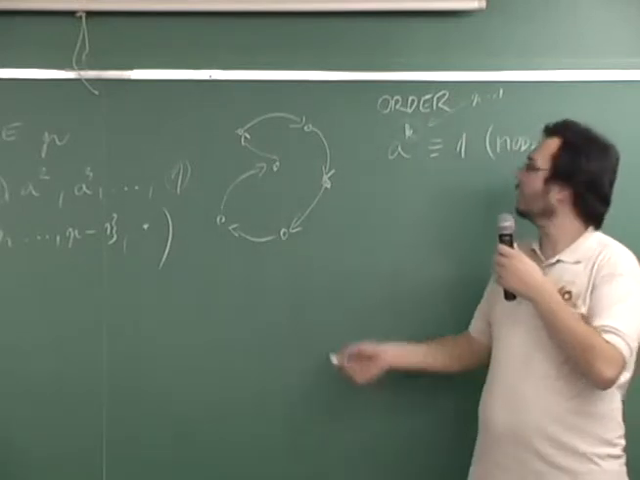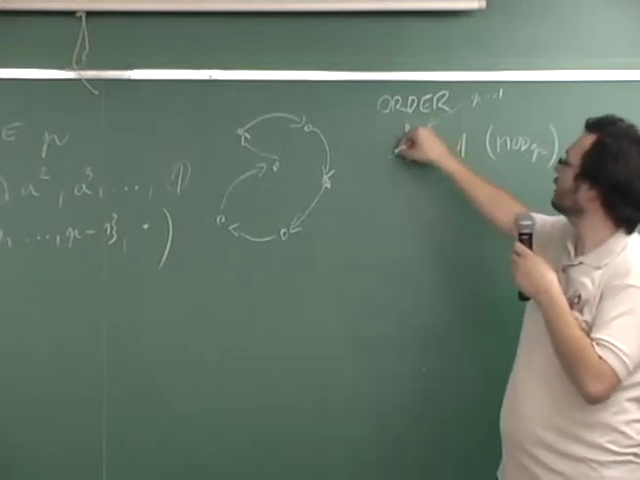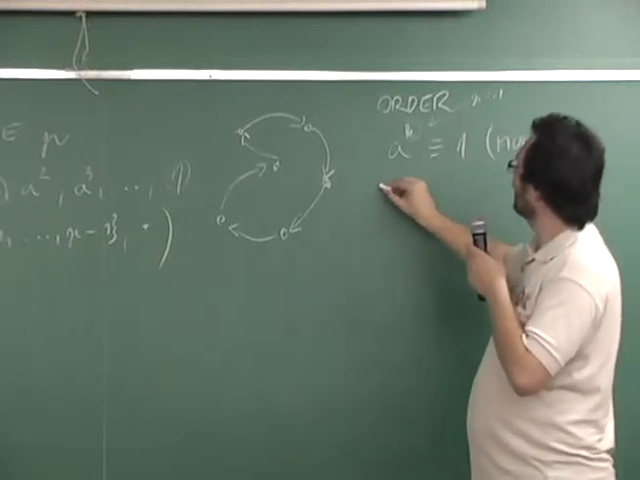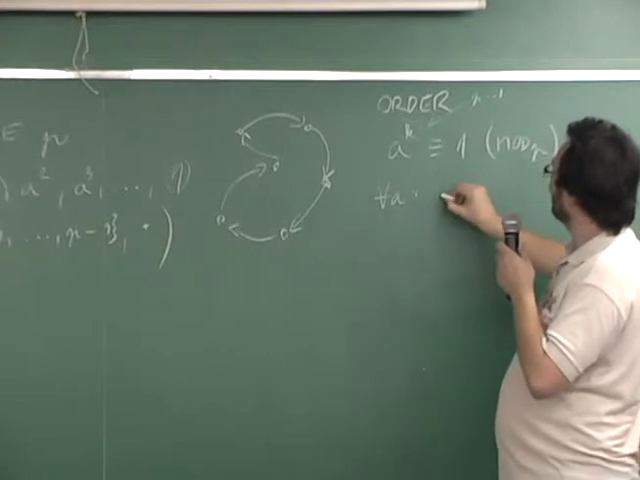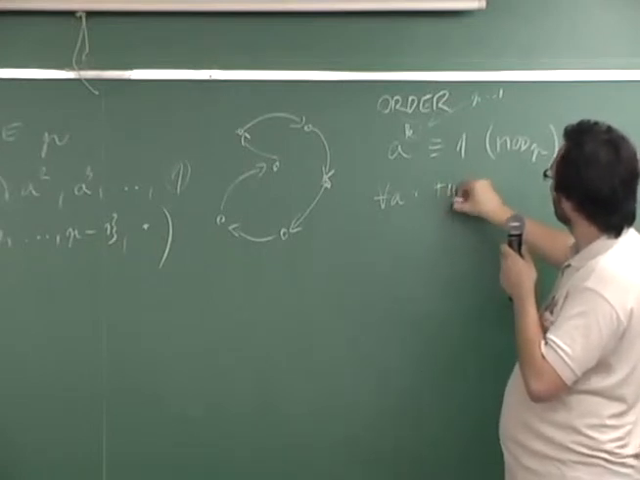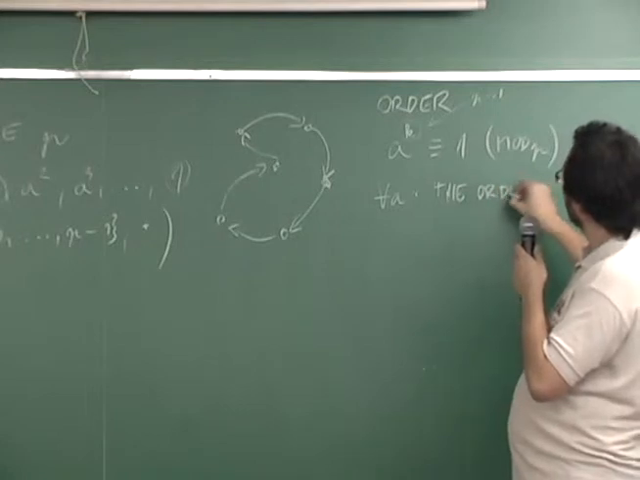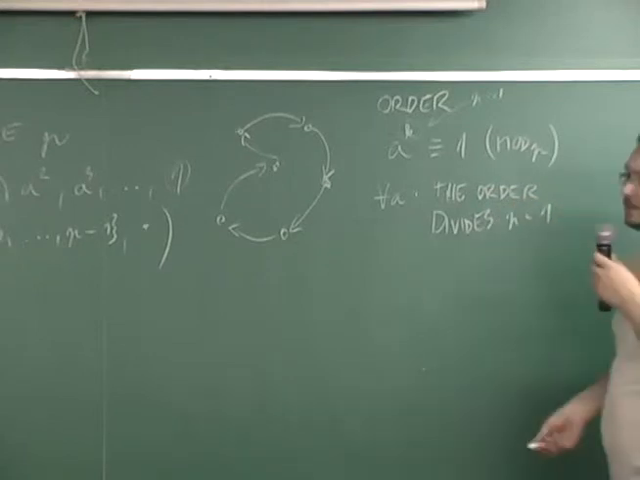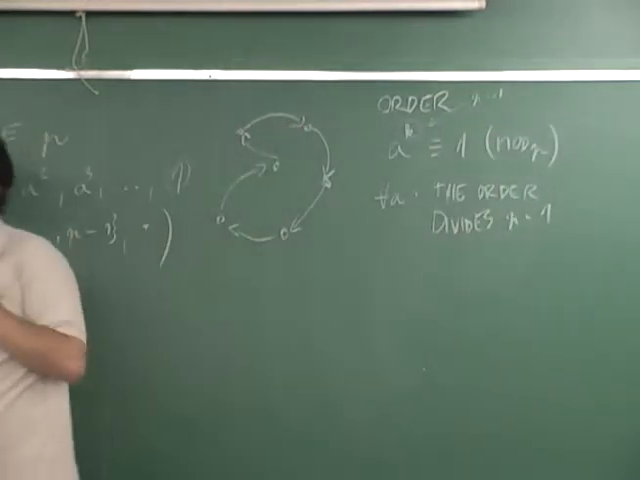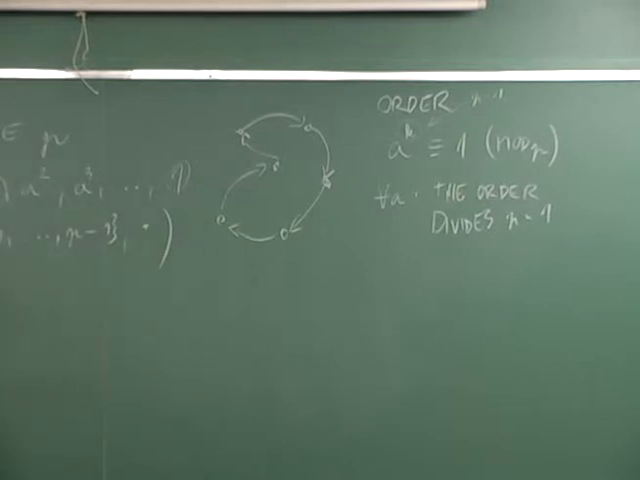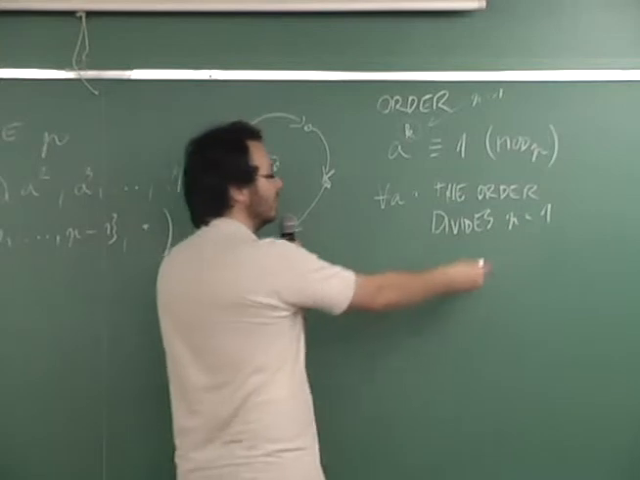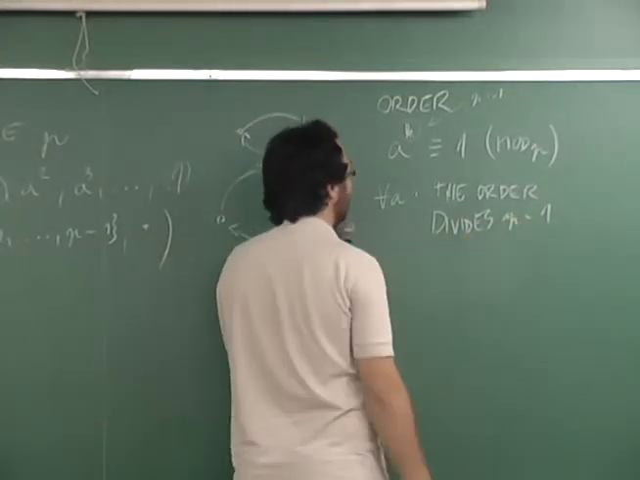And we know that for each element of a group, its order always divides the size of the group. So in our case, for each a, the order of a divides p minus 1. So in order to check whether an a is a generator, we need to check whether its order is p minus 1 or whether it is a proper divisor of p minus 1. If it's some proper divisor, then this number is not a generator.